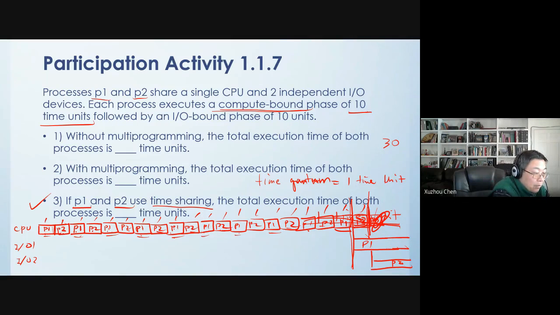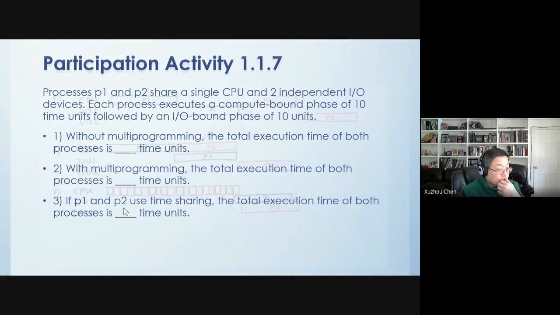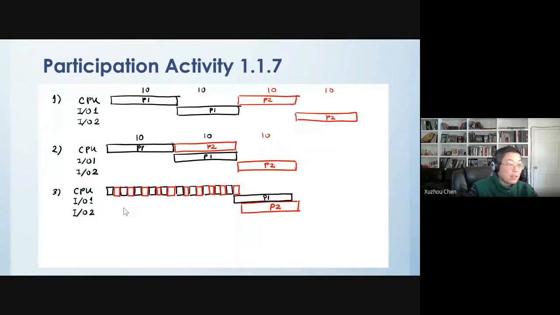Because you switch back and forth, from here to here that's a total of 20 time units, and then that's an additional 10. Yeah, it's 30. Let me summarize over here: that's 40, 30. That still looks like 30. So this is the answer for this.